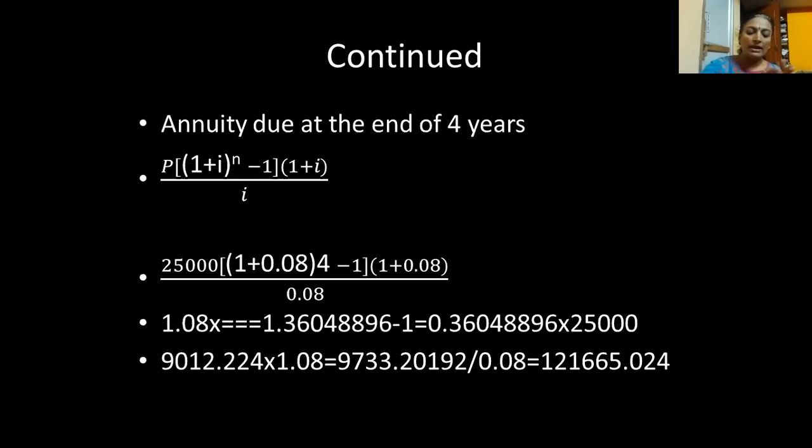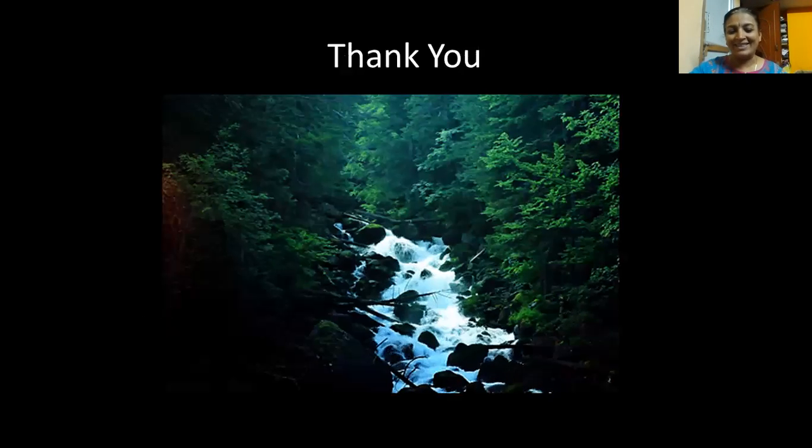And again it should be multiplied by 1.08. That is the additional thing you are supposed to multiply. So 9733.20192, and it should be divided by 0.08, and you will get 1,21,665.0234. So both the calculations we have done, annuity due and annuity immediate. So we have ended the solution of the problem, and in my next video definitely I will solve some more problems of annuity.